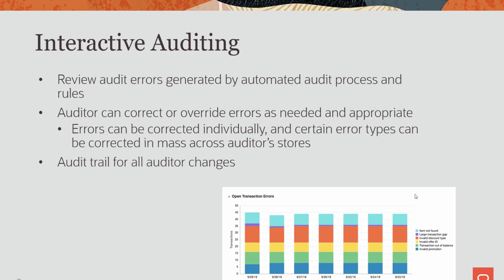The auditor can make corrections one transaction at a time, or depending on the type of transaction and error, the auditor is also able to make mass corrections across the store day or across all assigned stores. An example of this may be an invalid promotion ID that is assigned at the store to many transactions.